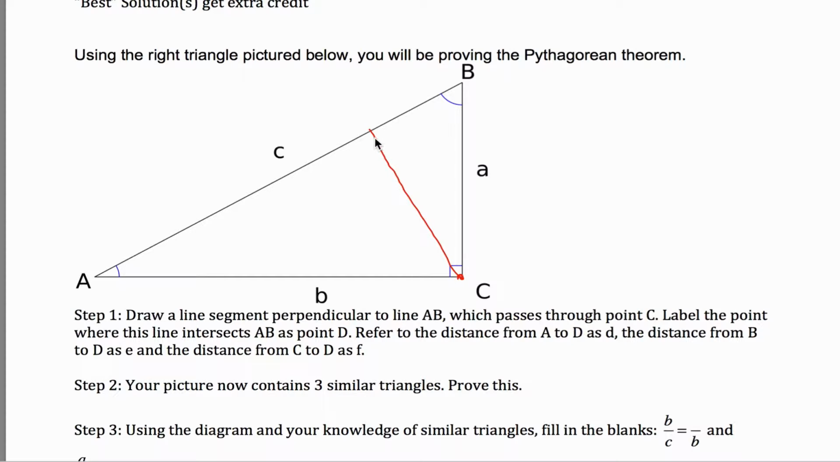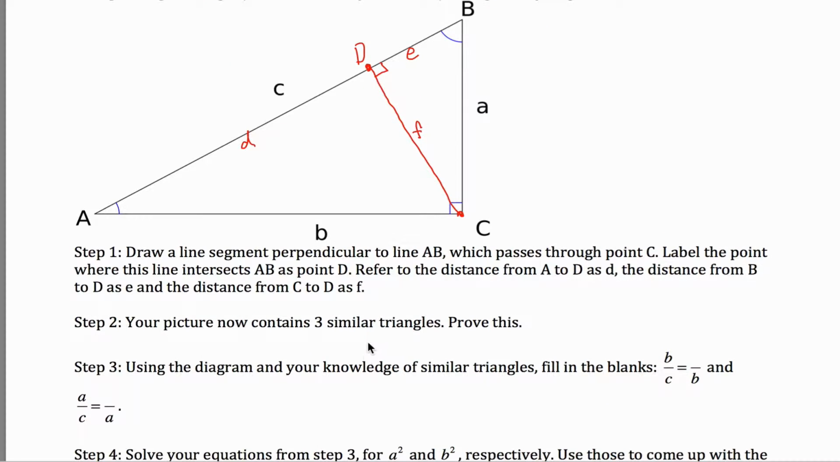But the fact that they're perpendicular means that's a 90-degree angle. Label this point D. So this is D right here. And refer to the distance from A to D. So this distance right here, I'm going to call that little d. And the distance from B to D is little e. And the distance from C to D is little f. And this says your picture now contains 3 similar triangles.